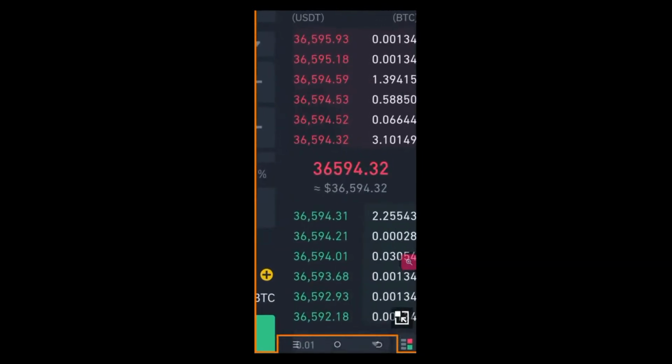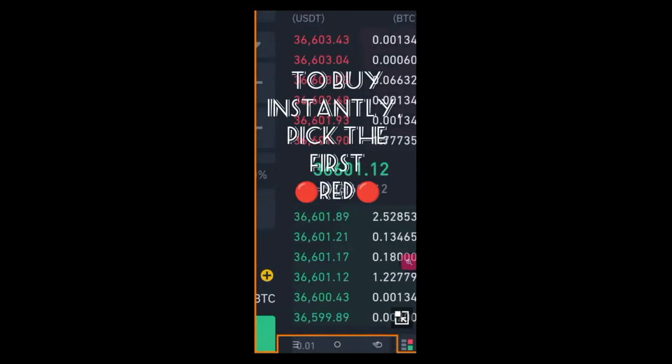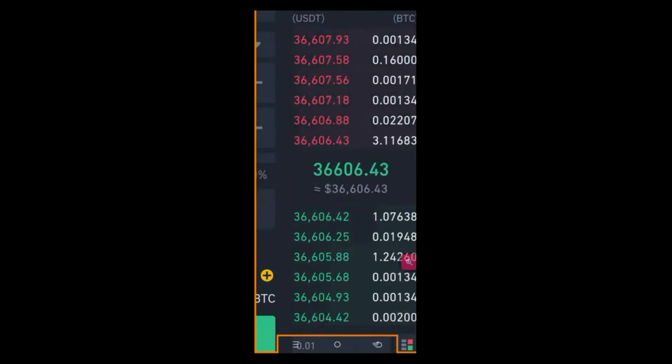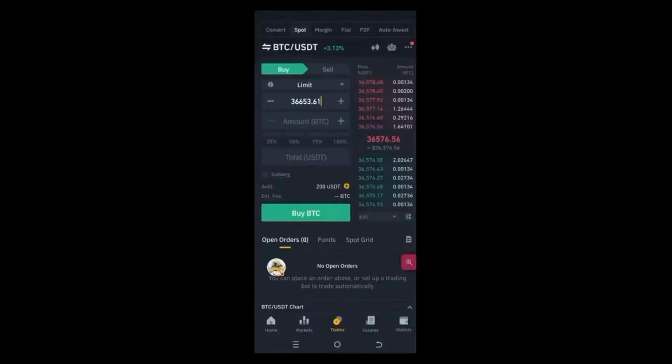That is the first green. So remember, if you want to buy, you pick the first thread. That's going to be a slightly higher price, and you must do all the simulations to be sure you're going to make money. To sell immediately and instantly, you need to pick the first green. So I wanted you to understand the concept of the order book, because that's very key. Whether you're doing spot trading, inter-exchange arbitrage, or triangular arbitrage, these are the same steps. These are the things you must take note of.